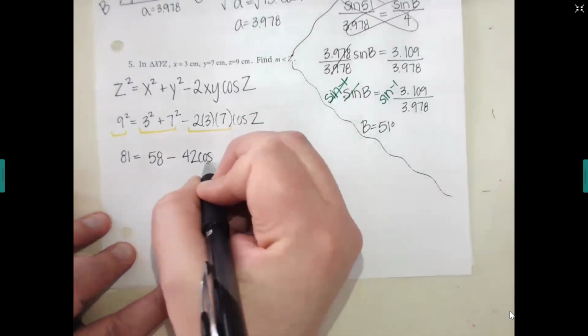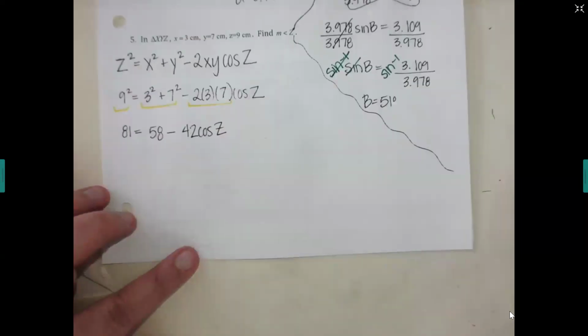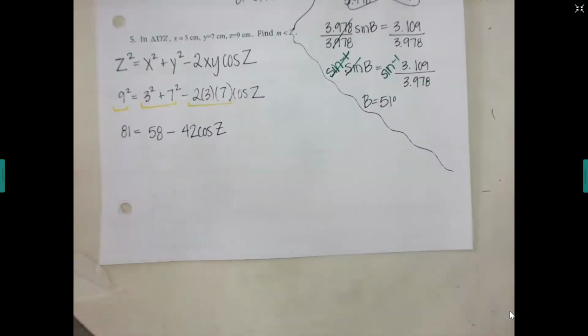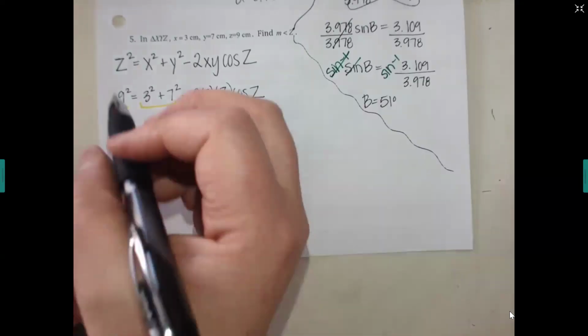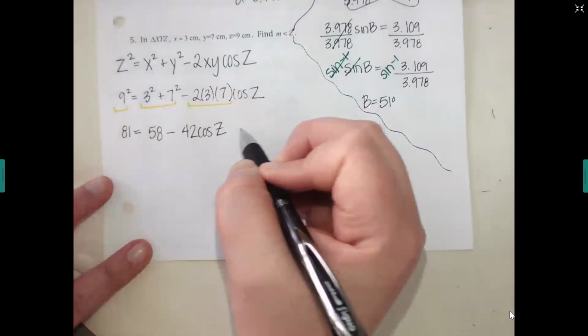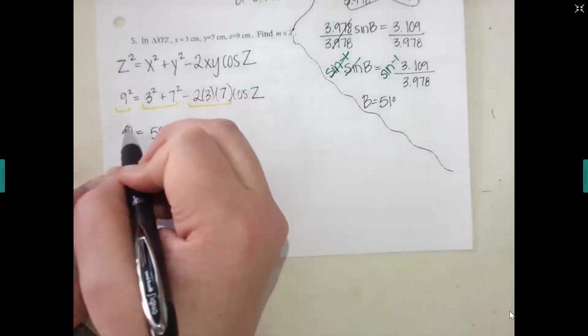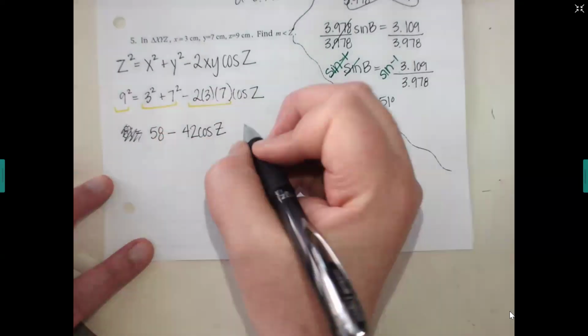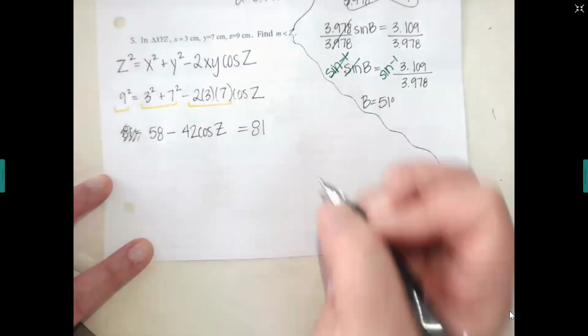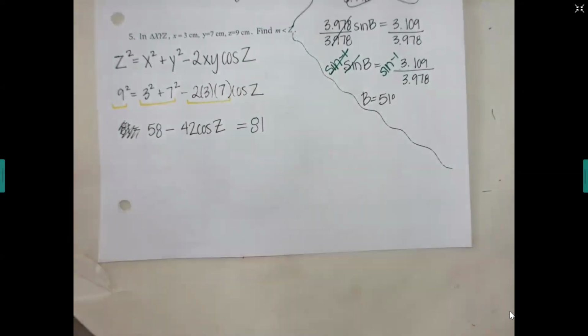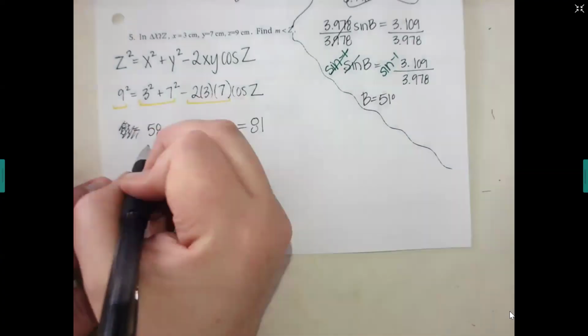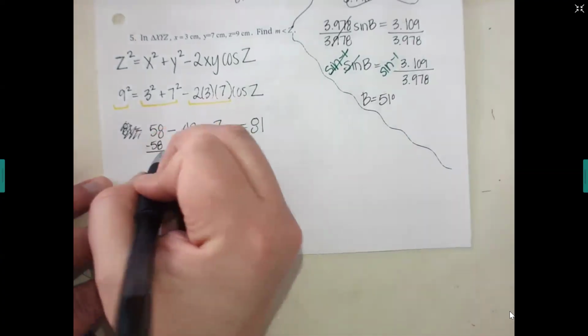42 cosine Z. Okay, from here, I hate solving with my equals 81 on the left. So I'm gonna scribble it out and move it over to this side. So no more equals 81 here. We're gonna equals the 81 here, and we're gonna have to go through the steps to solve, but we covered this last time. How do I get rid of a 58 in the front? Subtract it.